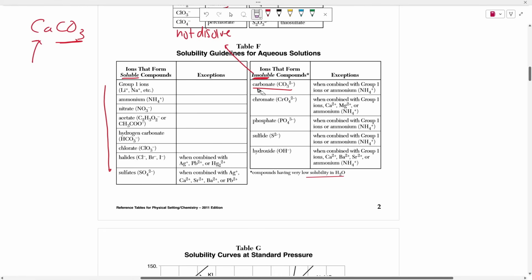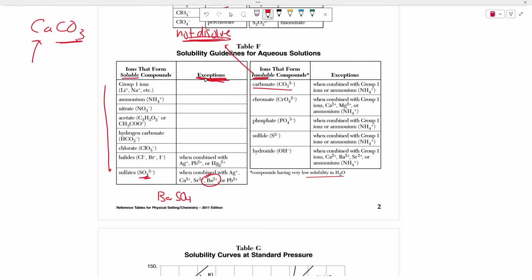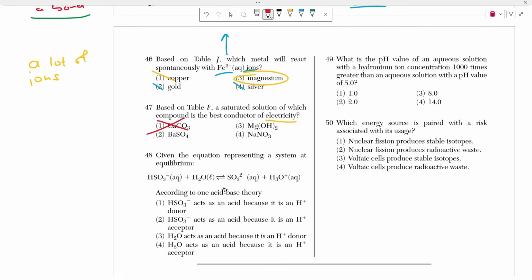Well, barium, or SO4, right here. Sulfates are going to form soluble compounds except when combined with Ba2+. Oh man, BaSO4 is actually insoluble. It's not going to be dissolved because this SO4 has an exception. It's not going to be soluble when it's combined with barium, which it unfortunately has, okay?